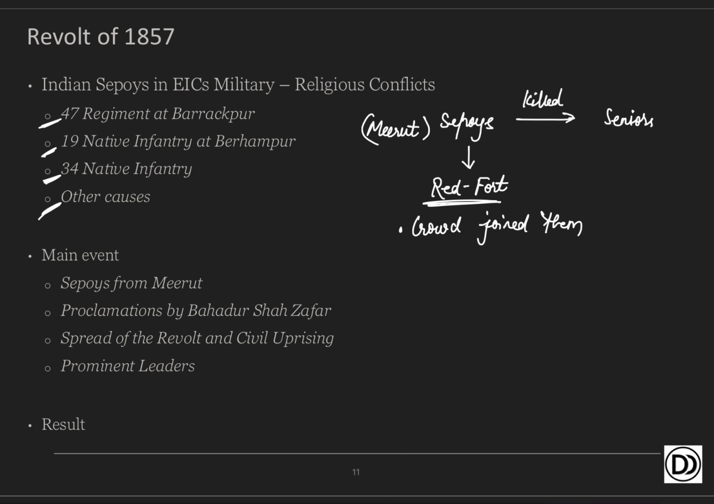So when these sepoys reached Delhi, local soldiers of Delhi also joined them. These soldiers killed their own superior officers, European officers, and took control of the city. These sepoys took control of Delhi.